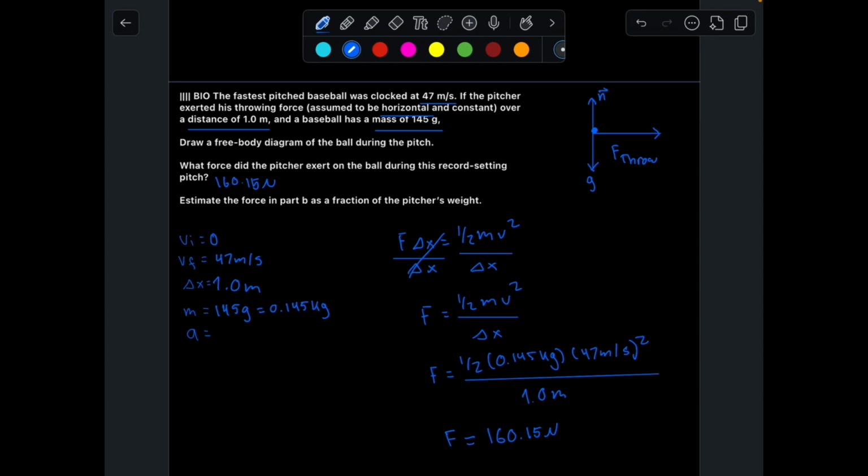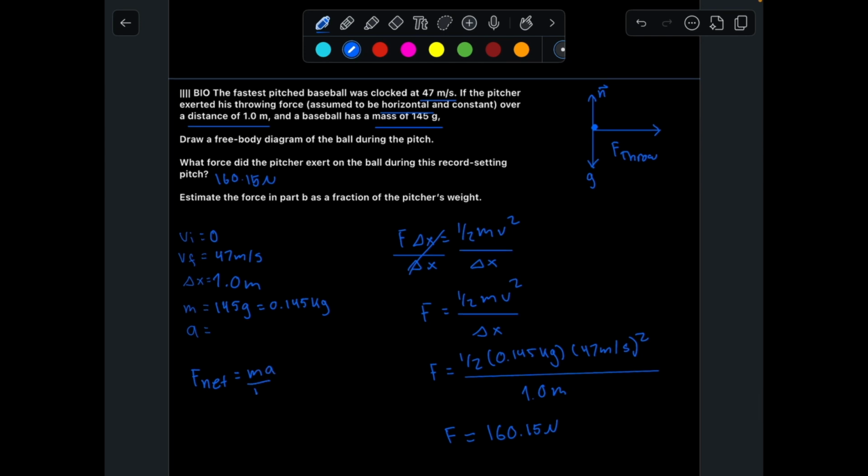Now, this problem doesn't directly ask to solve for acceleration, but just because it's good practice, we'll do it anyways. So normally we have an equation that looks like this. It's going to be the net force is equal to mass times acceleration. We want to isolate acceleration. We're going to divide by mass on both sides, and we get acceleration is equal to net force divided by mass. And we actually have all of those variables now.